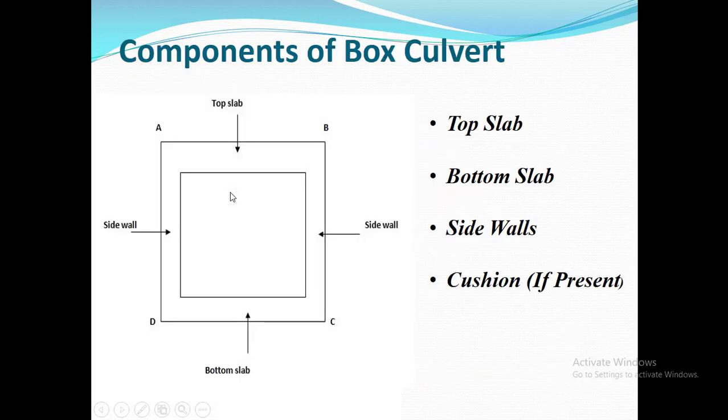Theoretical formulation. This is the typical shape of a rectangular box culvert. This is the top slab, this is the side wall, and this is the bottom slab. If any soil is placed over the top slab, that is known as cushion. Generally, cushion is provided if we need some height. Otherwise, we can directly place a wearing coat on the top slab.